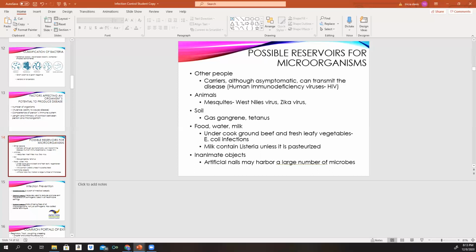Nurses need to pay special attention to transferring organisms. For example, nurses with artificial nails, which is a huge no-no in all facilities and hospitals, can harbor large numbers and different varieties of microbes under the nails. Ineffective hand washing and improper glove use may all result in exposing an immunocompromised patient to the risk of infection. So we have to be extremely careful.